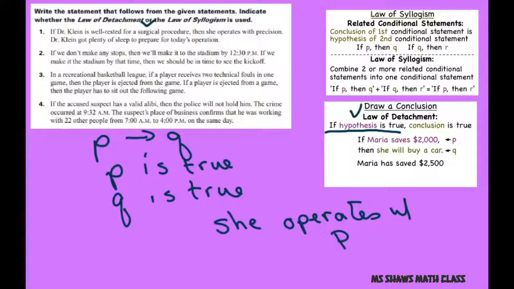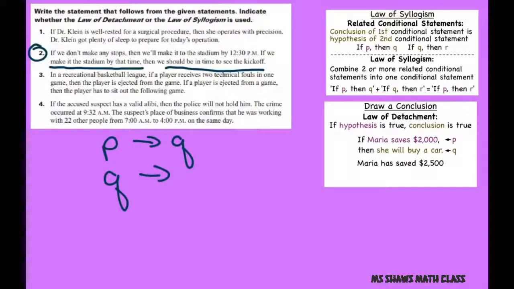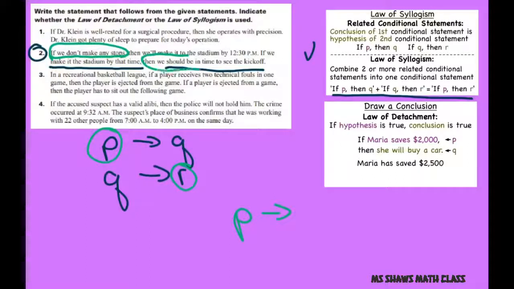I'm probably not going to write all these. I'm just going to underline what you're supposed to write. So for the next one, number 2, if we don't make any stops, so if P, then we will make it to the stadium by 12:30 p.m. If we make it to the stadium by that time, so that's Q, then we should be in time to see the kickoff. So that means R. So that's the law of syllogism. If P, then Q, and if Q, then R, then we have if P, then R. So what you would write is, if we don't make any stops, so you write that down, and then you write this down. And that's your statement. So let me write it in black. If P, then R.